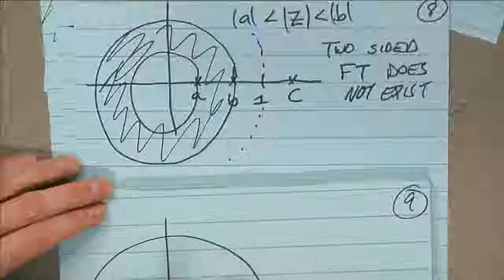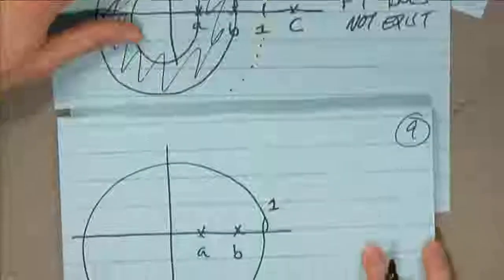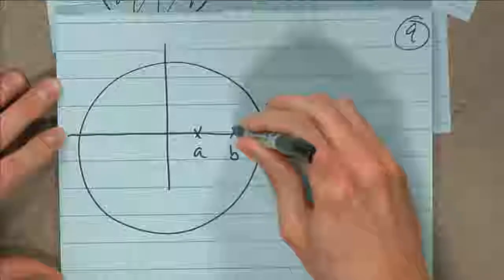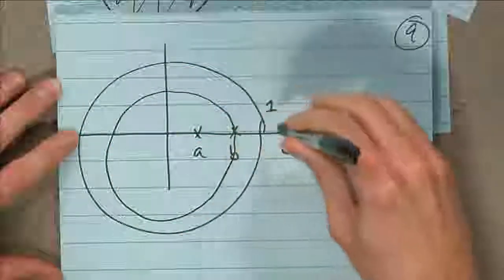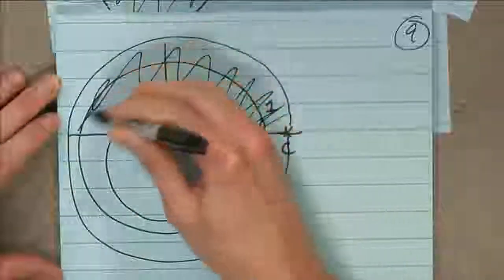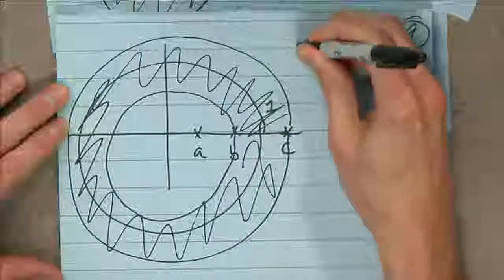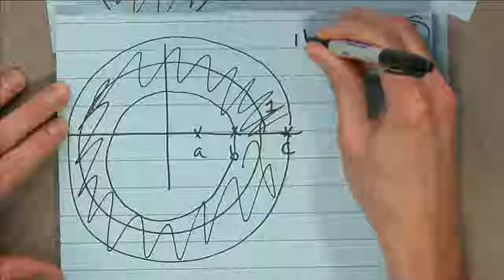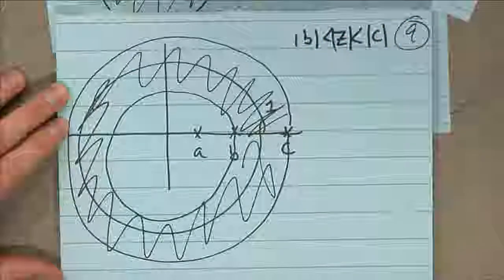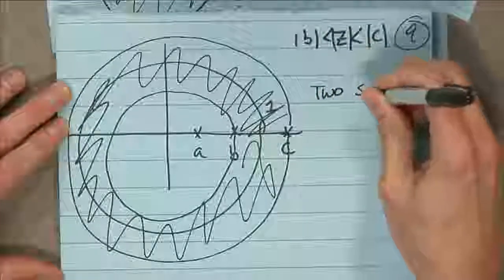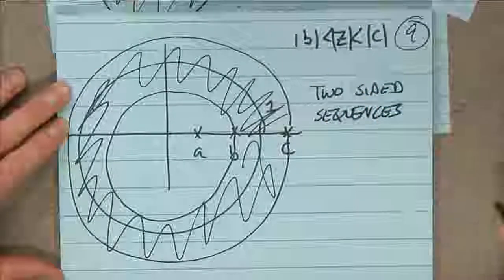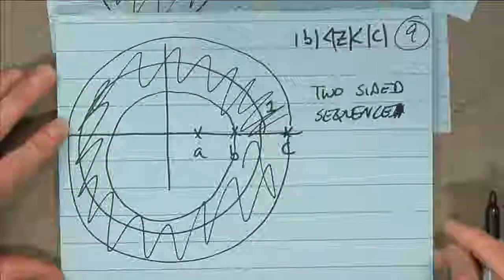And let's see, we're way off screen here, so let's try to get back. And as was just mentioned, what if you could be bound by these, B and C? So we get the larger donut. So Z will be greater than B but less than C. So again, this is two-sided. Two-sided sequences.